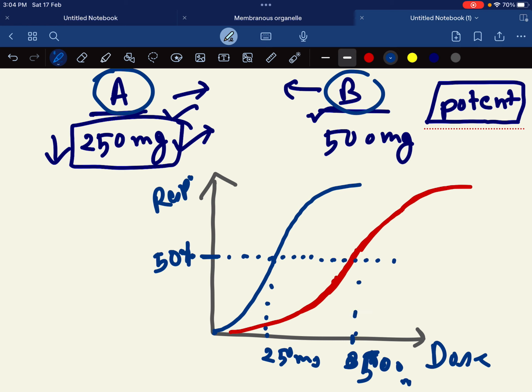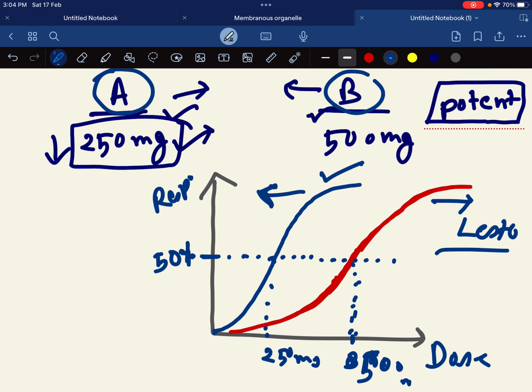So on the dose response curve, you can determine which one is on the left side. The one at the most left corner will be the most potent one, and the one at the most right corner will be the least potent one.